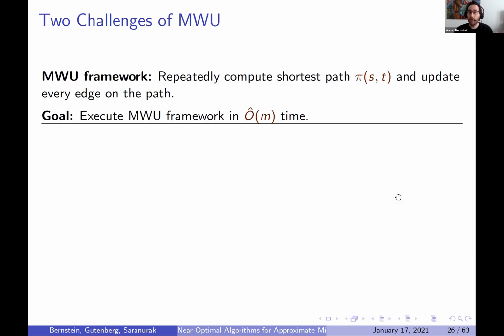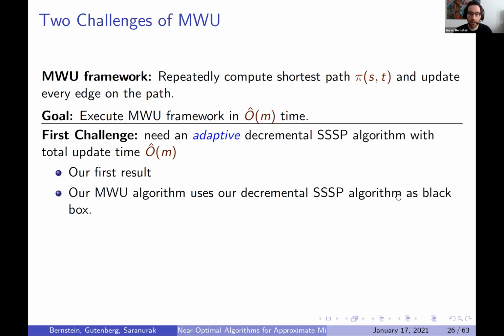All right, so let's say we want to run MWU in near linear time. There are actually two challenges that you face. The first is that, as I said, you need a good data structure. You need a data structure with total update time order m, and you need it to be adaptive. What the MWU algorithm does is it asks for a path, and then it increases all the edge weights on precisely that path. So there's clearly a very tight relationship between updates and queries. You need an adaptive algorithm.